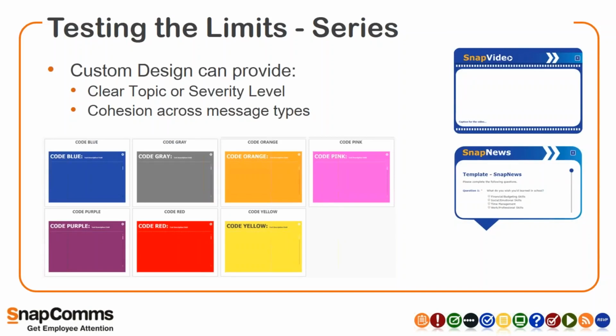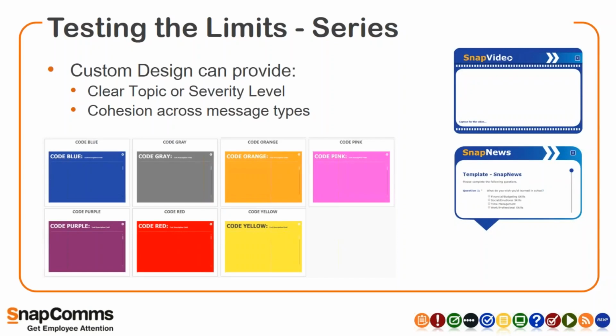Other examples, we have some large Fortune 500 companies where they let each division have different templates. So it's really clear which division this message is coming from, right? What part of the organization. It could be department, could be division. And on the right here, I just have the Snap Video, Snap News.